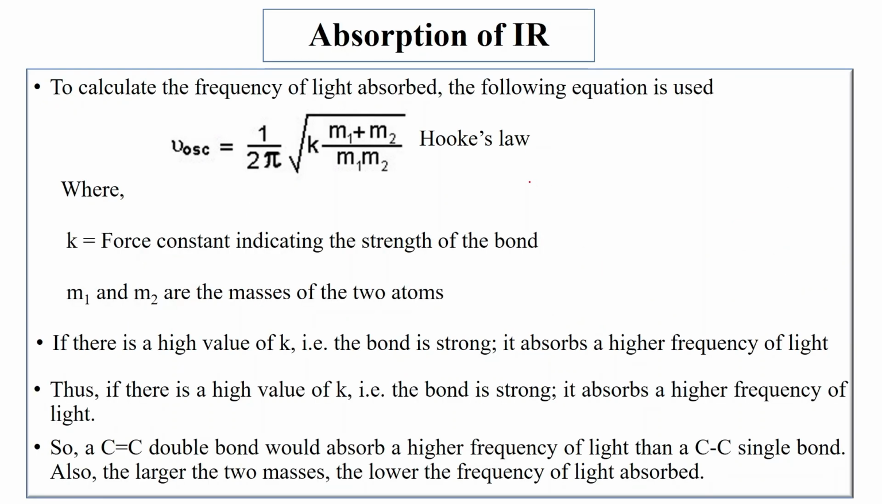Now, as already told, bonds are vibrating at a particular frequency, and that frequency is given by 1 by 2 pi root of k into (m1 plus m2) divided by m1 m2. This can also be written as 1 by 2 pi root of k by mu, where mu is the reduced mass and k is the spring constant or the force constant, and this is also known as Hooke's law.